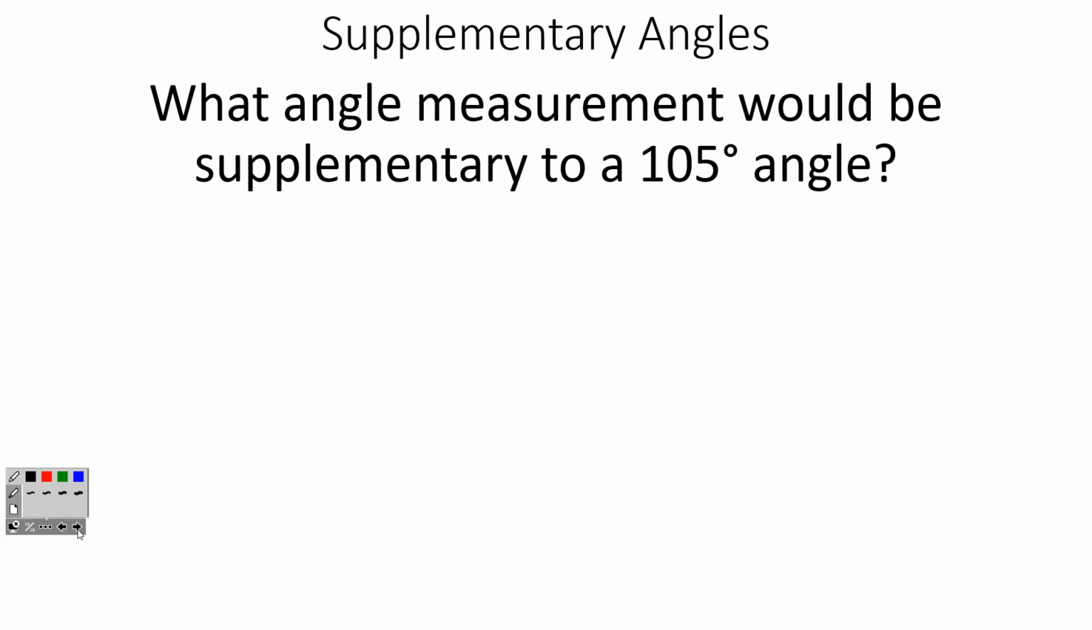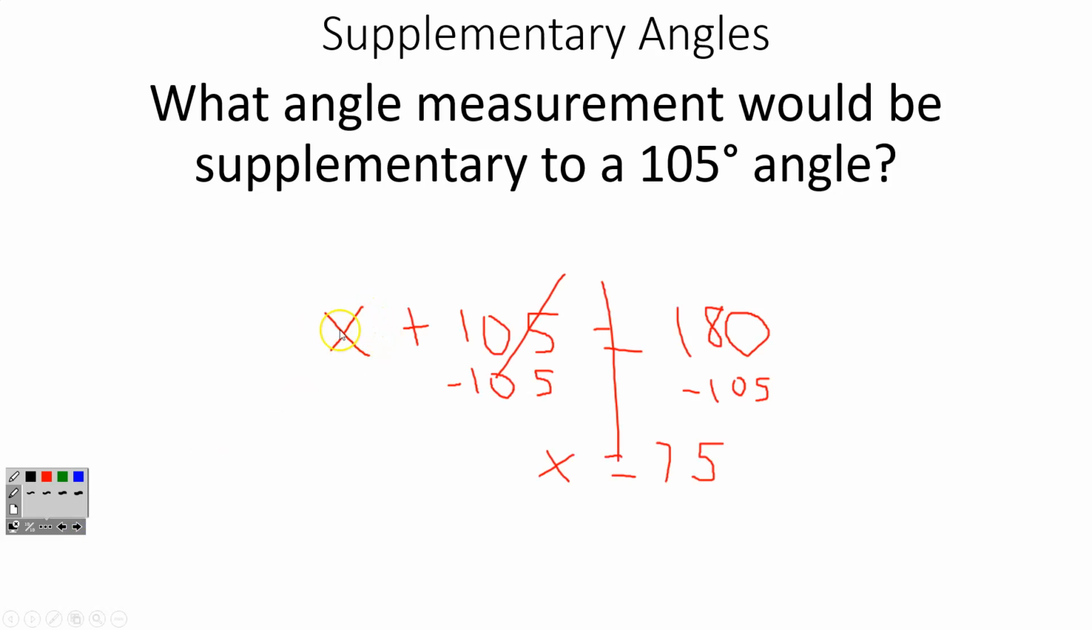Okay, here we go. So we know we have one angle that we don't know the measurement of. We know that we have a 105-degree angle. We also know that when we add those angles together, they have to equal 180. So x plus 105 equals 180. I'm going to subtract 105 from both sides, and that's going to give me x equals 75. So that means 75 is supplementary to 105 because if you add those two angles up, they will add up to 180 degrees. So there you go.